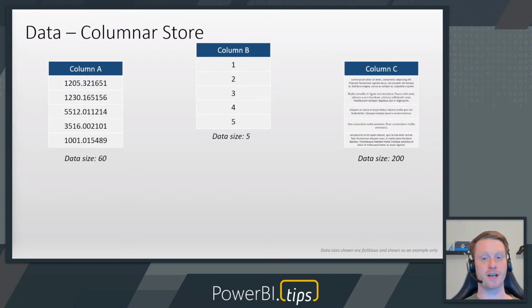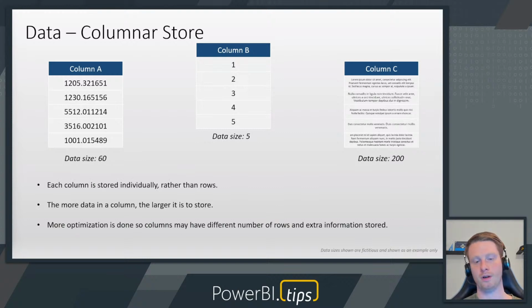So that columnar store is the first thing we've got to think about, and that's more of a primer here. We've got to realize the columns are split up to be stored, so each column is stored individually. Obviously, the more data in the column, the larger it is to store. However, more optimization is done on the columns.